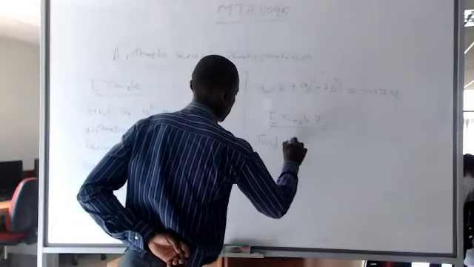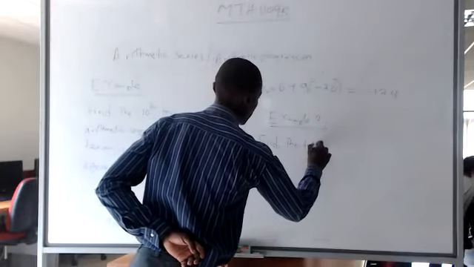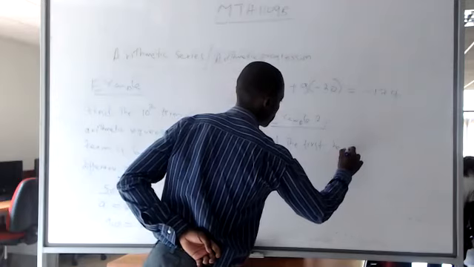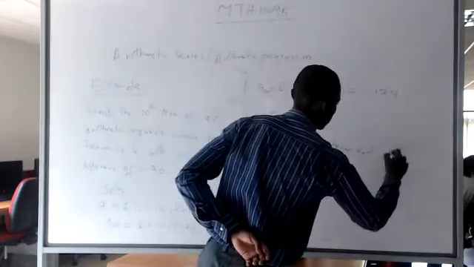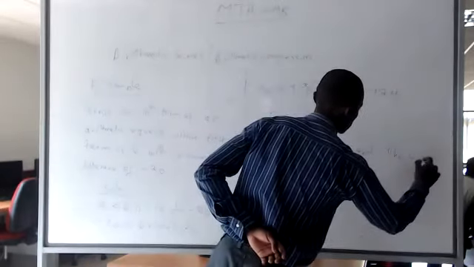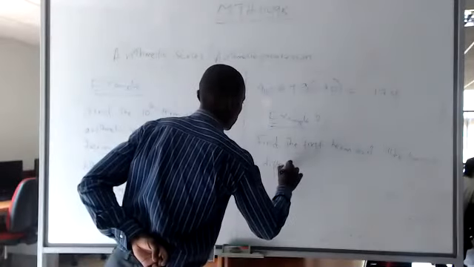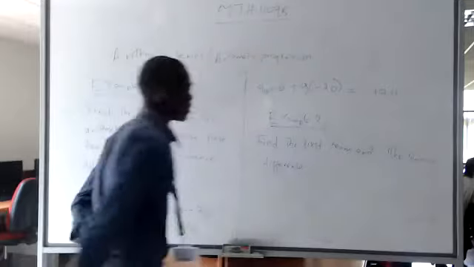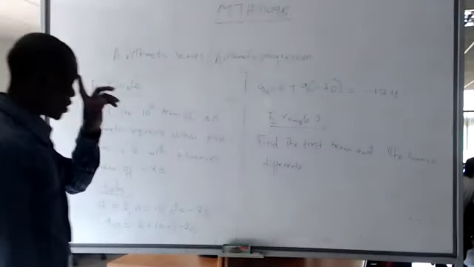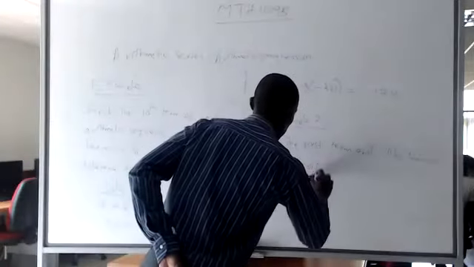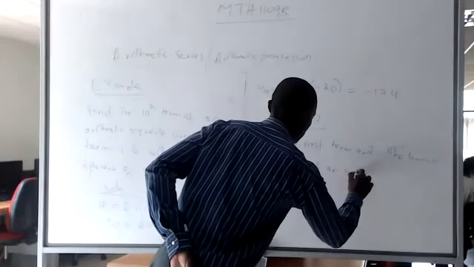Find the first term and the common difference. You can also flip the question. It can give you the nth term and ask you to find the first term and the common difference of an arithmetic sequence.